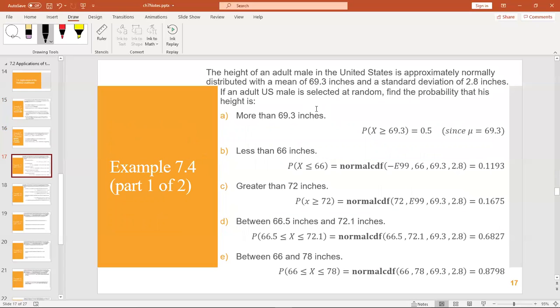So here, the height of an adult male is approximately normal. The mean is 69.3. The standard deviation is 2.8. So that means that mu is 69.3. That's the mean. The standard deviation, sigma, is 2.8. Let's try to make that look more like a sigma and less like a 6. There we go.